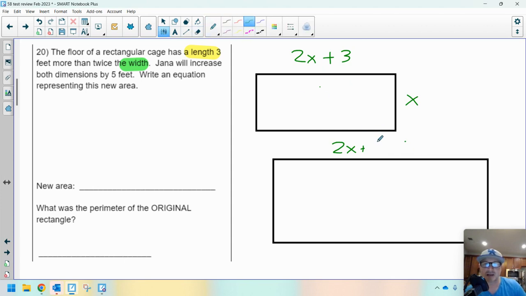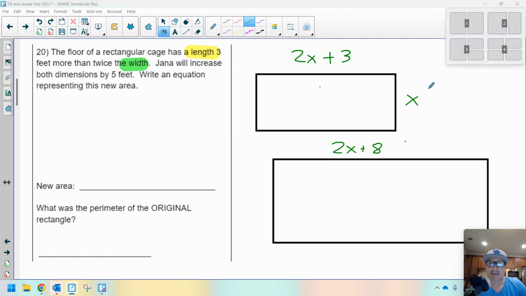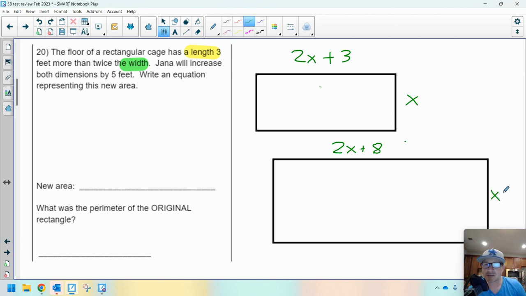So we're going to add 5. We're going to say it's 2x plus 8. Ugly 8 right there. Let's get rid of that and let's make that a little nicer looking. Slightly, not much. And this side's going to increase by 5 as well. Jana wants to increase this side by 5 as well.